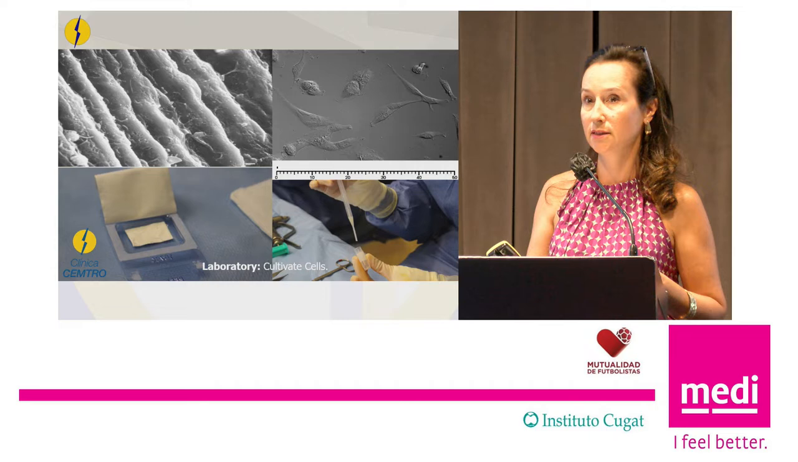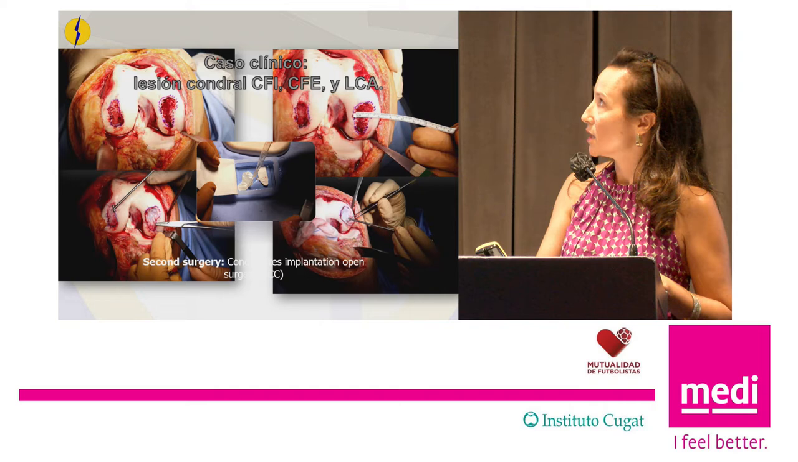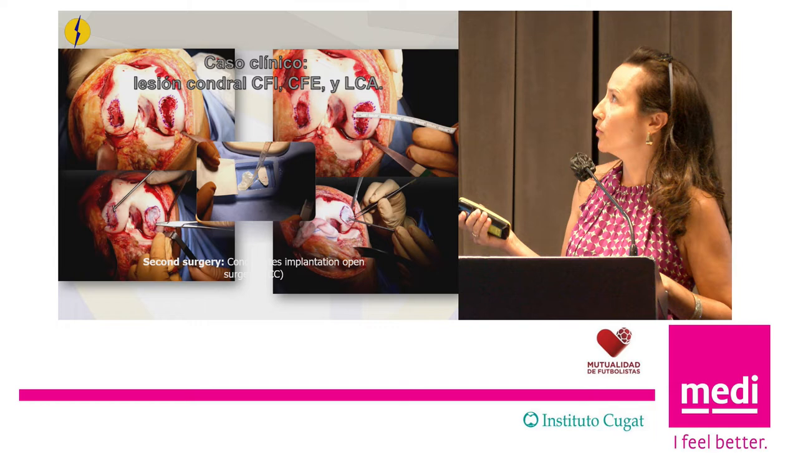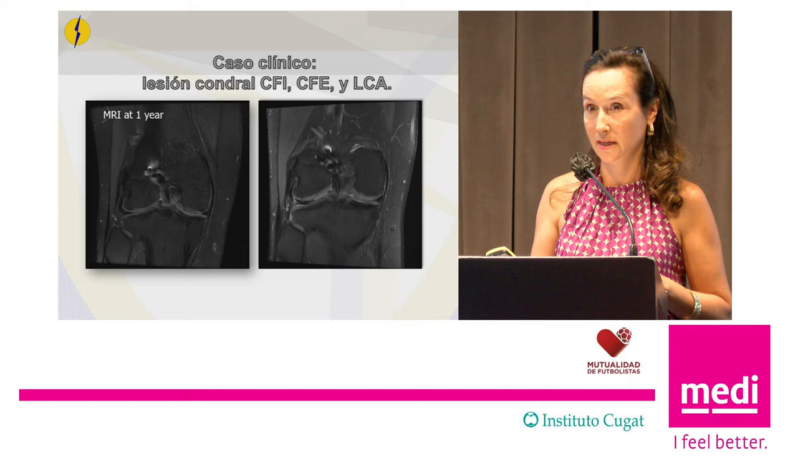when the range of motion of the knee was complete, which takes about 2 months, we make an open surgery to make the open implantation of both membranes in both condyles. You can see here the MRI 1 year later with the ACL reconstruction and the recovery of the chondral lesions. And this patient returned to play; he was a basketball player.